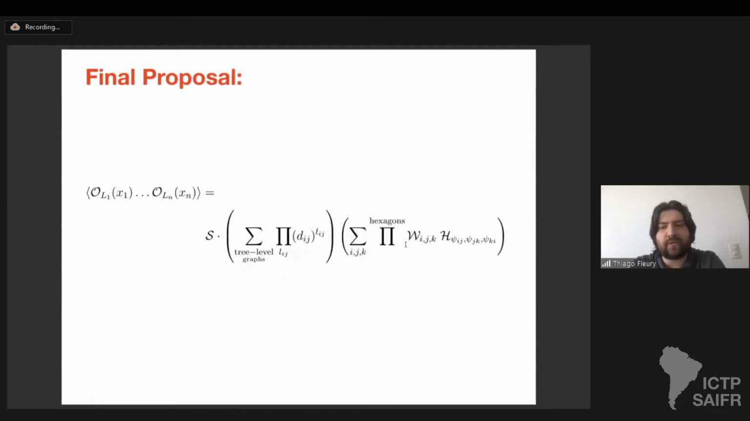So the final proposal is, if you want to compute any point function of half-BPS operators, this is the proposal. These eight here are the hexagon form factors. This W here are the weight factors. And here are all the three levels. And this is valid not only for planar correlators, but also for non-planar correlators. So you can work with a general surface, and it's very general. So this is my very short review of this construction.